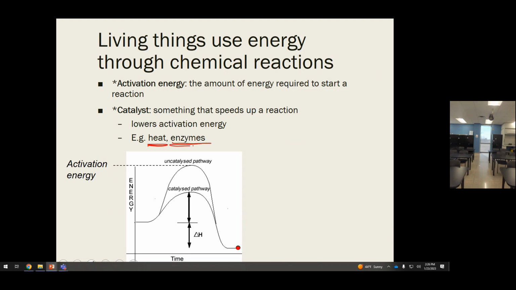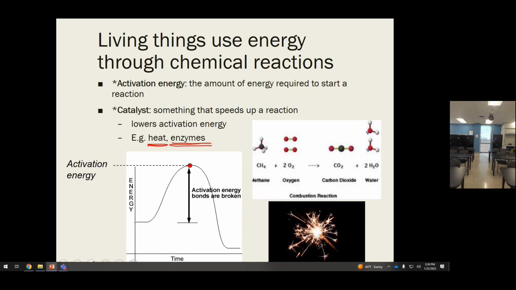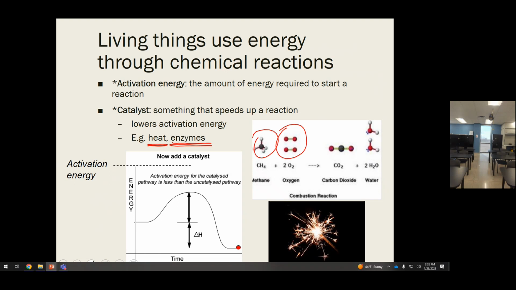Enzymes are proteins that are catalysts. If you add them to chemical reactions, they will speed the reaction up. This is an example of a combustion reaction. Heat is the catalyst here. You have natural gas, methane, and we have some oxygen. And if you add them together with the catalyst of heat, then you get carbon dioxide and water.